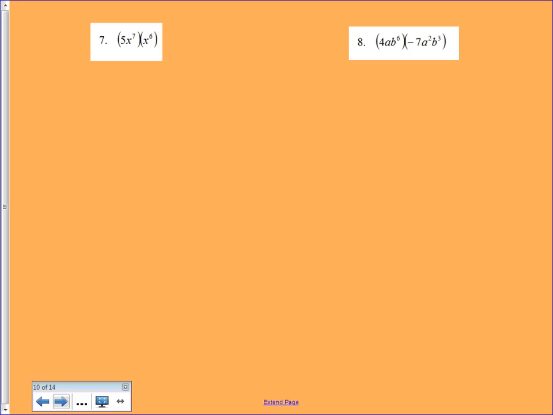Now, take a look at number 7. If there is no coefficient out in front, remember that that coefficient is the same as 1. Now here's where students get confused. When you are doing problems like these, when you're multiplying monomials, you are going to multiply the coefficients and add the exponents. So you're going to take 5 times 1. 5 times 1 is 5. Then you're going to add the exponents. Multiply the coefficients, add the exponents. 7 plus 6 will give you 13.